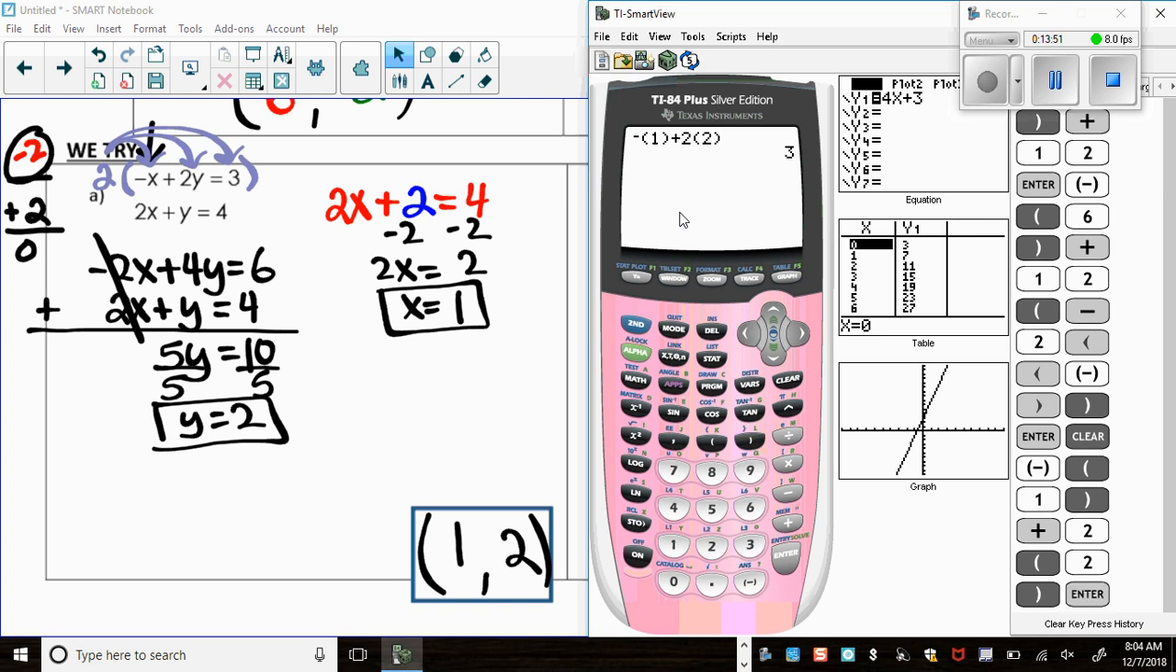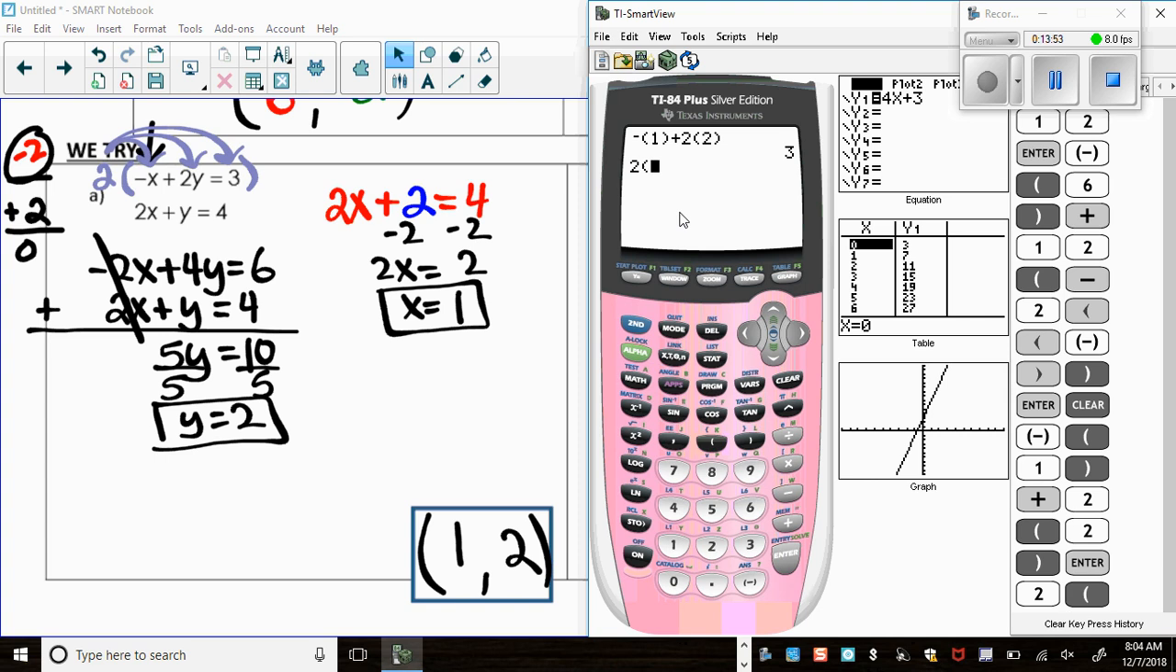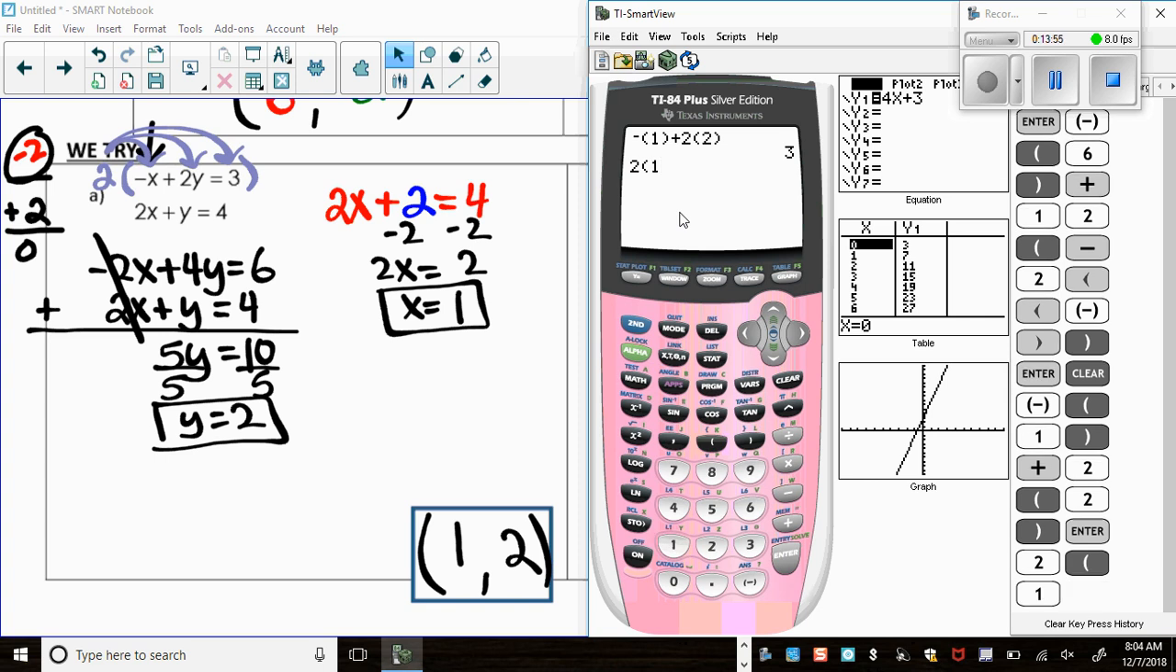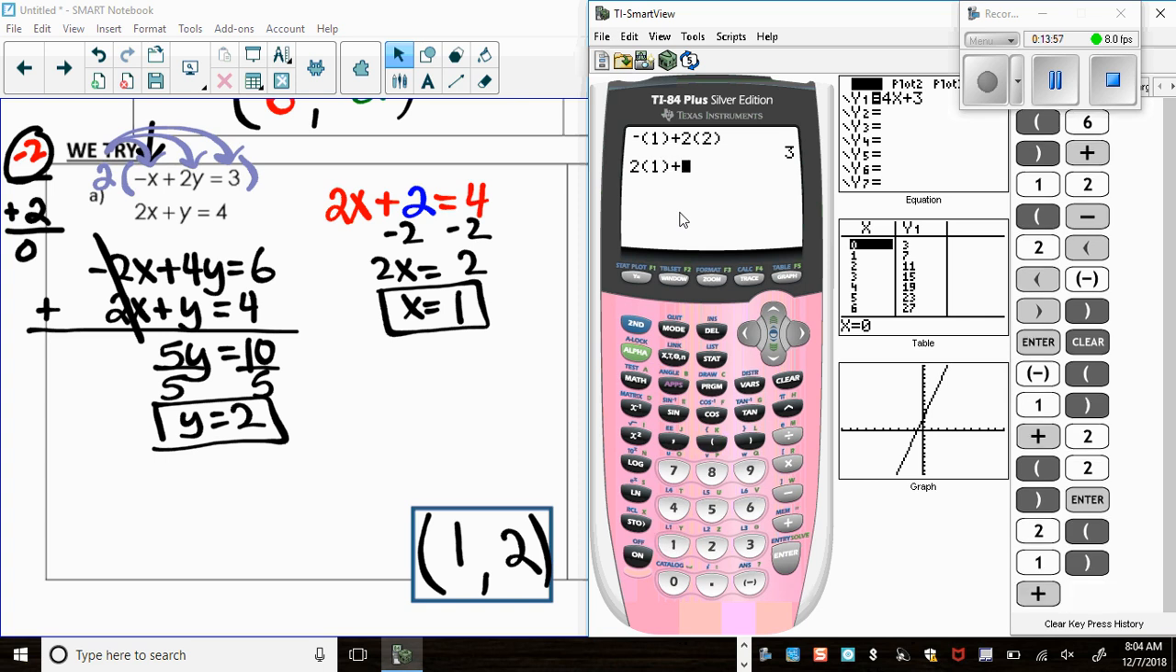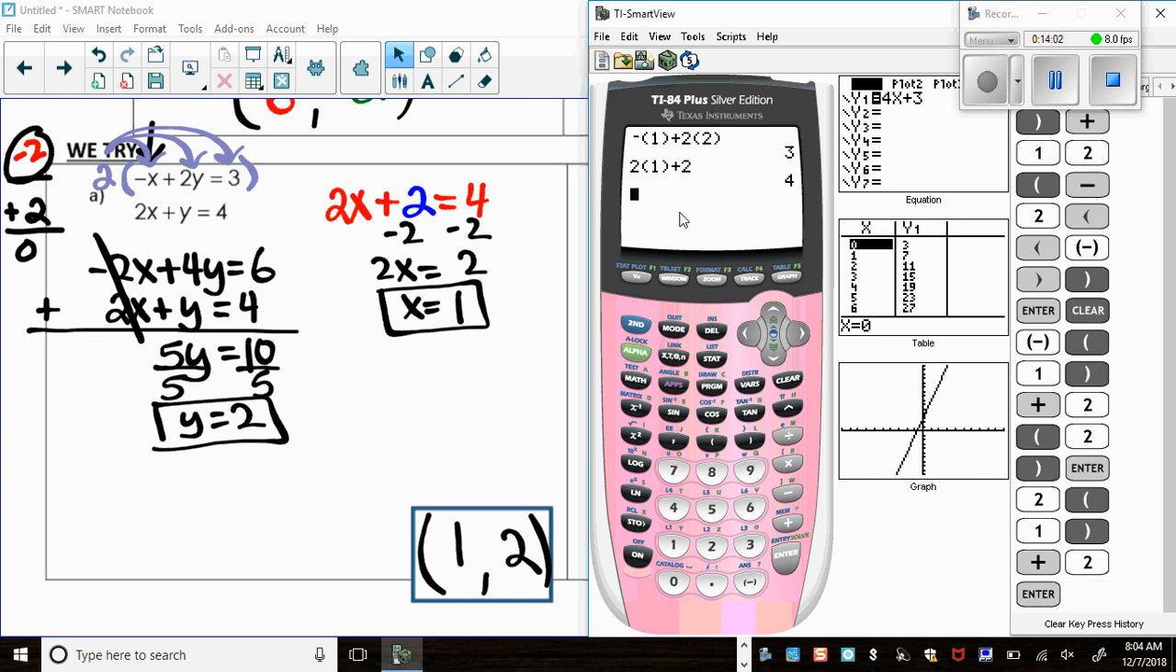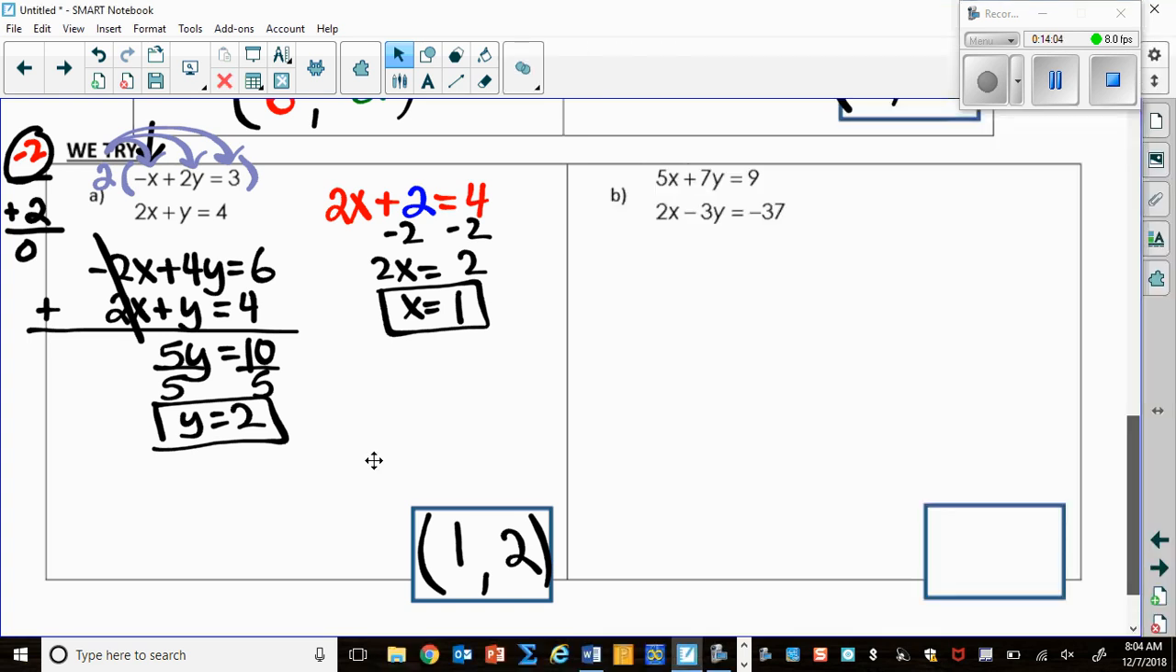I know I got that one right, so gotta check the next one. 1 plus y, which is 2. I need to get 4, and I do. So that's how you know you did it correctly. Okay. So you can go ahead and try the next one. You can decide which number you want to eliminate. Just know that you want one of them to be positive and the other one to be negative.